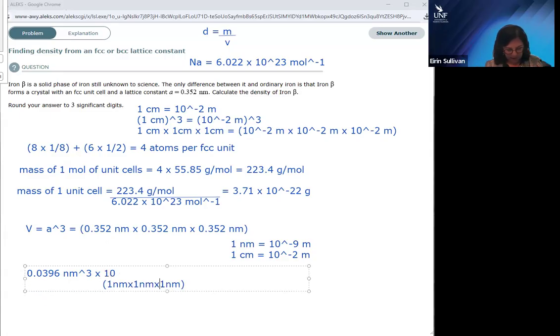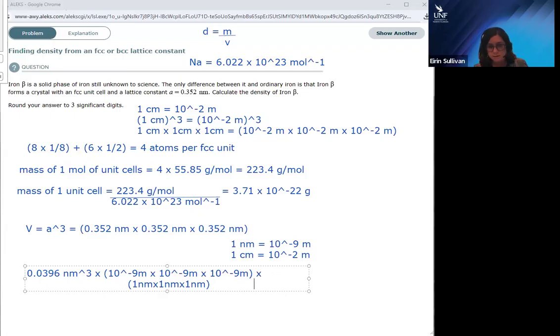10 to the minus 9 meters times 10 to the minus 9 meters times 10 to the minus 9 meters. Use parentheses liberally, please. So that would be my correct conversion. If I press equals right now, I have converted into meters cubed. I do not want meters cubed.